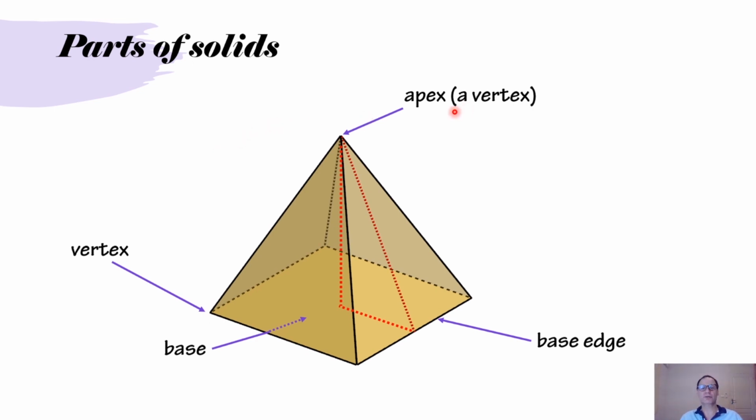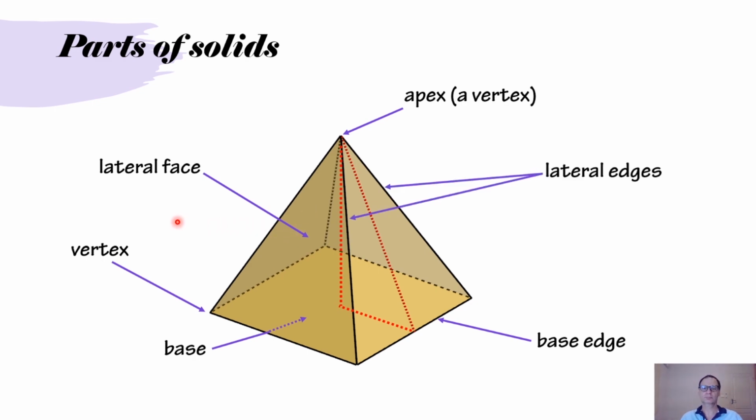The top vertex is called the apex. The lateral faces are the faces of the pyramid. There are 4 faces here and each face is a triangle. The lateral edges are the edges of the lateral faces and it has 4 of them.